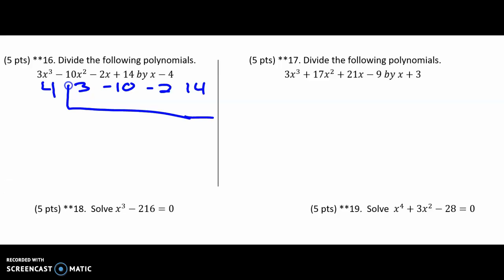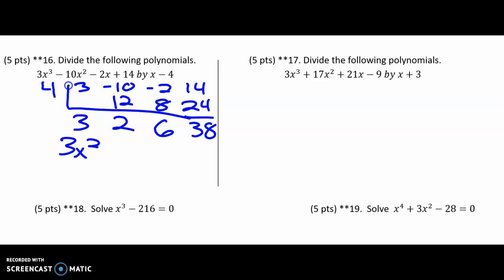I go ahead, bring the first one down. Outside the box, just like before, we multiply. Inside the box, add or subtract depending on what the signs are. So -10, +12, it's technically subtraction. So there's 2, I get 8, and then 4, so that is 38 there. Remember, when we write our answers out here, it's always one less power than what we started with. So I had x cubed, I am now looking at x squared, and then you just go down one power at a time, and of course that last number is your remainder.